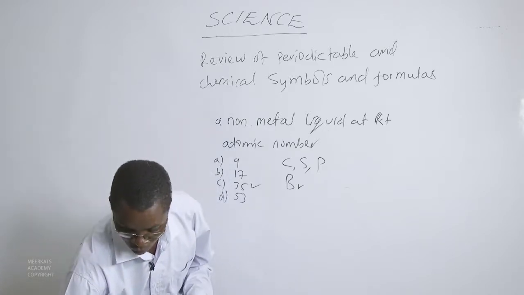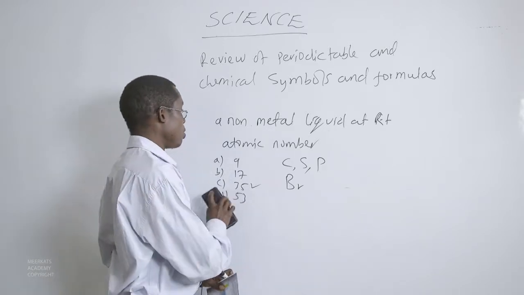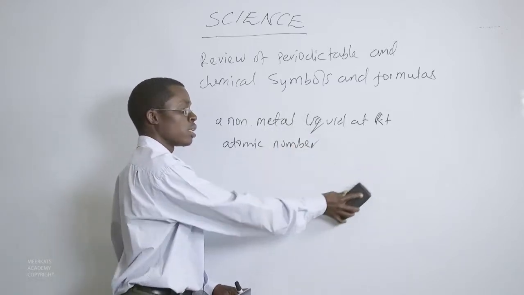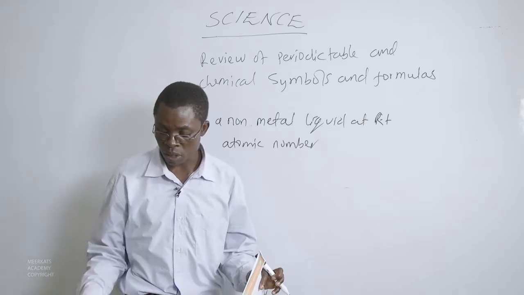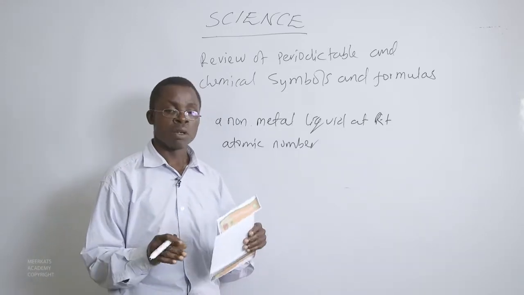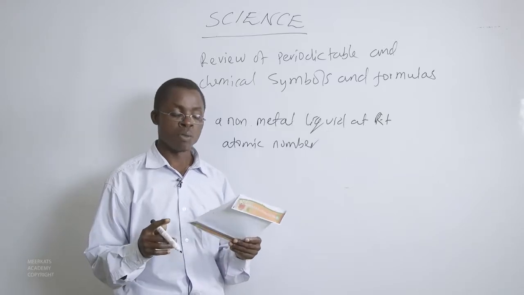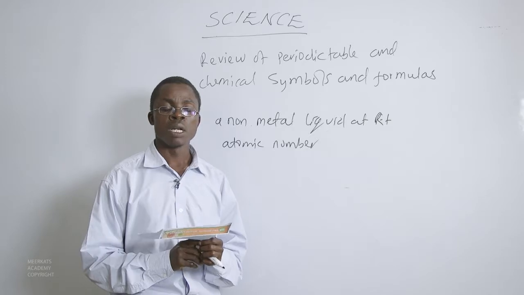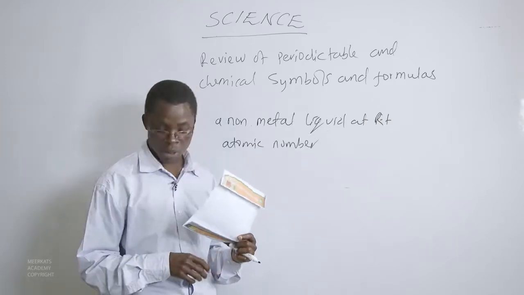But remember, for you to arrive at that 35, you need to have known all the basic information on categorizing metals and nonmetals in terms of state symbols, for you to arrive at bromine as the element that exists as a liquid at room temperature.